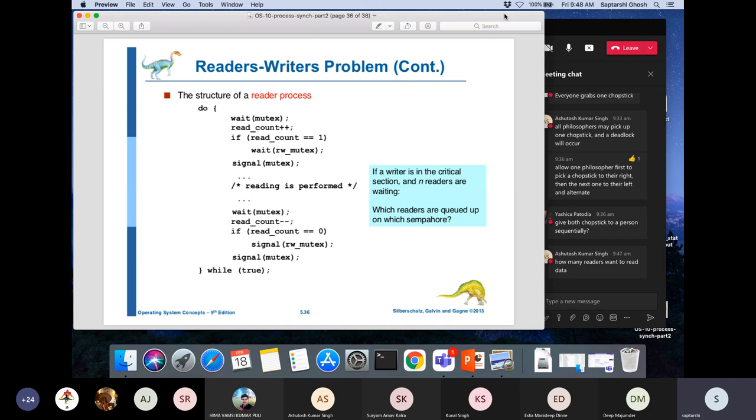Yes, you are logically correct. So actually you have also answered the question which is written on the slide. First of all, yes, read count is being used for noting how many readers want to read. And the second question on the slide, which Ashutosh has kind of answered: suppose a writer is in the critical section and n readers are waiting. If a writer is writing, then readers cannot read. So n readers are waiting. Which readers are queued up on which semaphore? There are two semaphores, right? Mutex and RW mutex. So which readers are queued up on which semaphore?